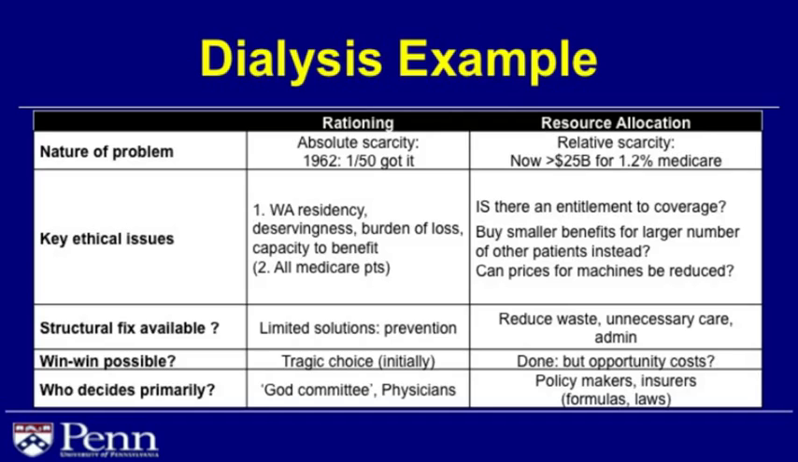On the other hand, in resource allocation, it's typically a decision made by policymakers, by a formula or by a law. Here's what we're going to cover on dialysis. Here's all the added medical services that will be paid for. It's really a decision of how much money to spend, not which people. And it's not typically made by doctors, but made more by policymakers, insurers, lawmakers.